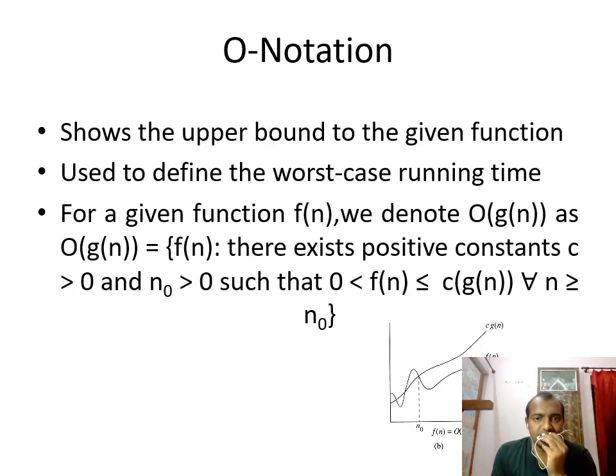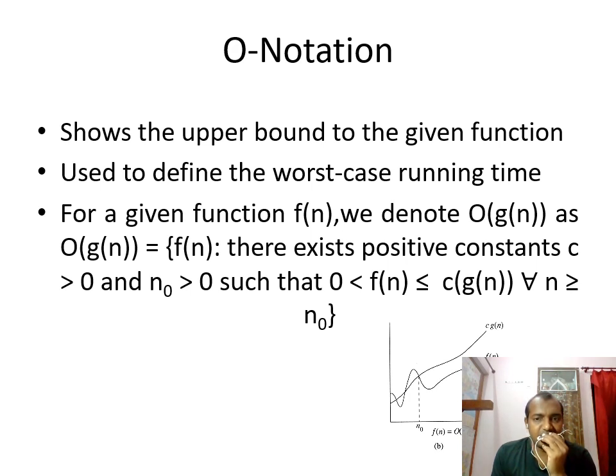Now, next notation is big O notation. It shows the upper bound to the given function. It is used to define the worst case running time of the given algorithm. This is the mathematical definition of the big O notation.